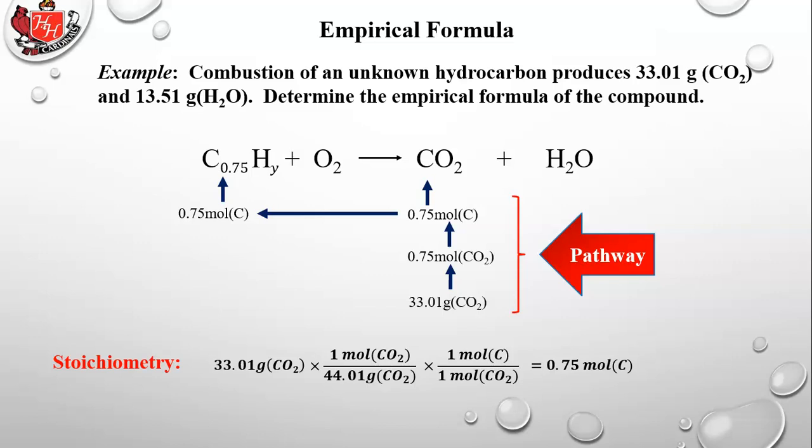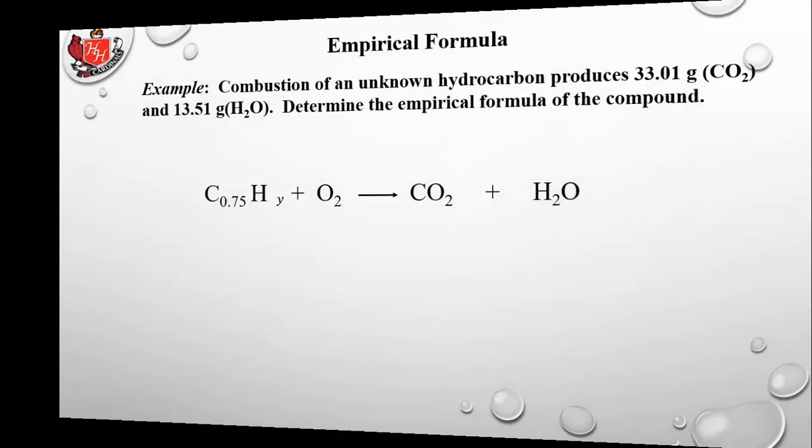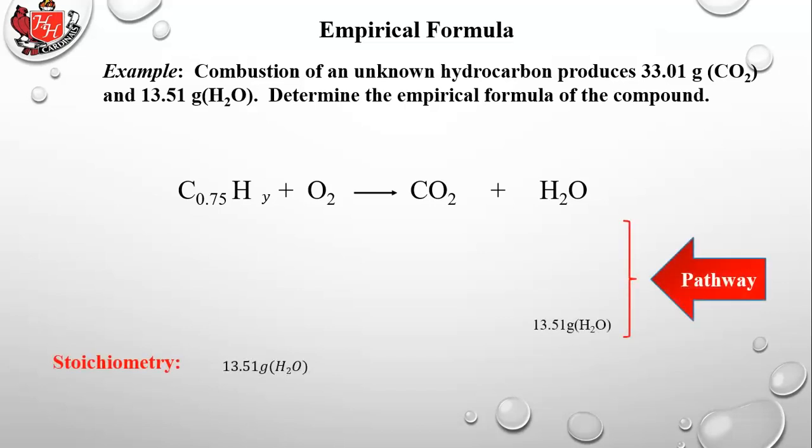Okay, do the same thing for hydrogen. Now, you should be trying to do this on your own. Do as many of these steps on your own as you can and find out where you're getting stuck. So here we go. We have 13.51 grams of water. We need to know the molar mass of water to figure out the number of moles of water. So it's 1 mole for every 18.02 grams of water. And that will give us 0.75 moles of H2O.